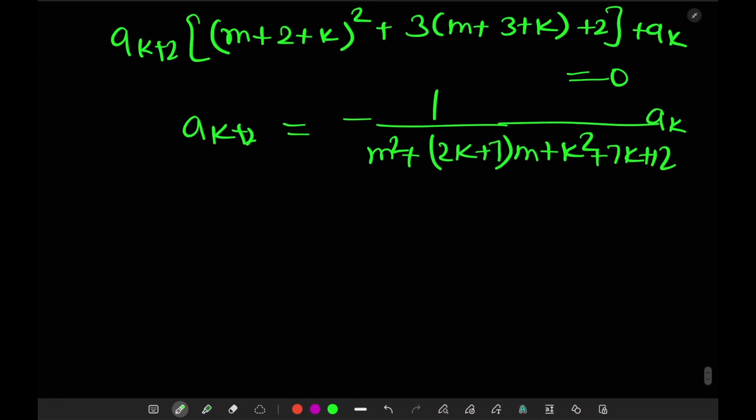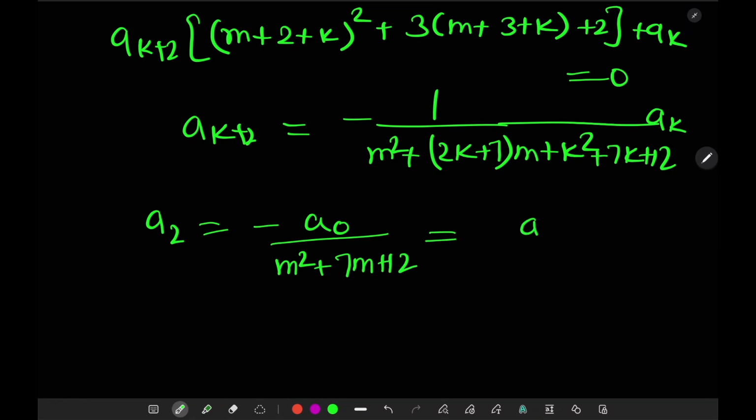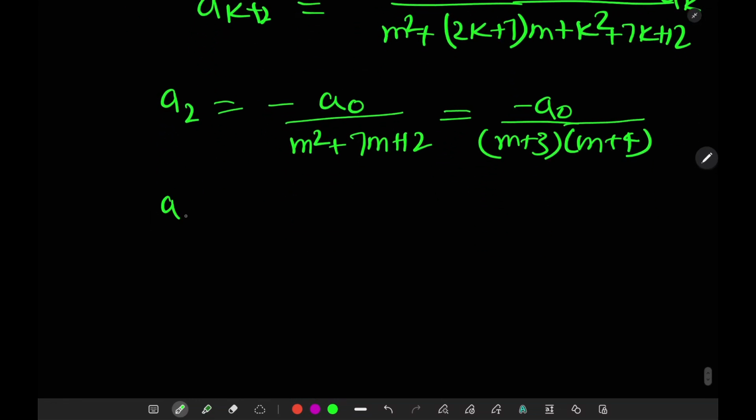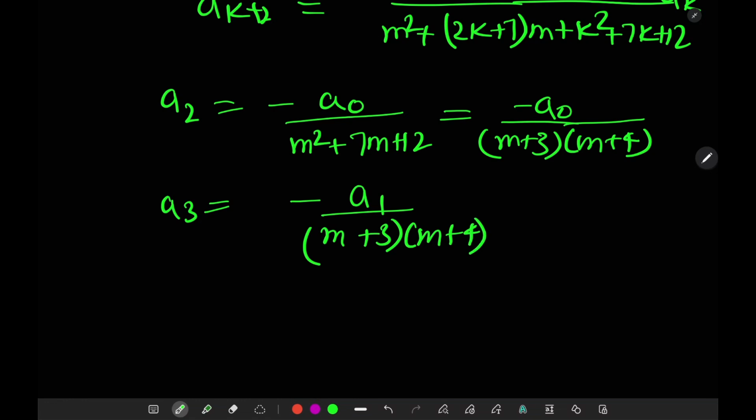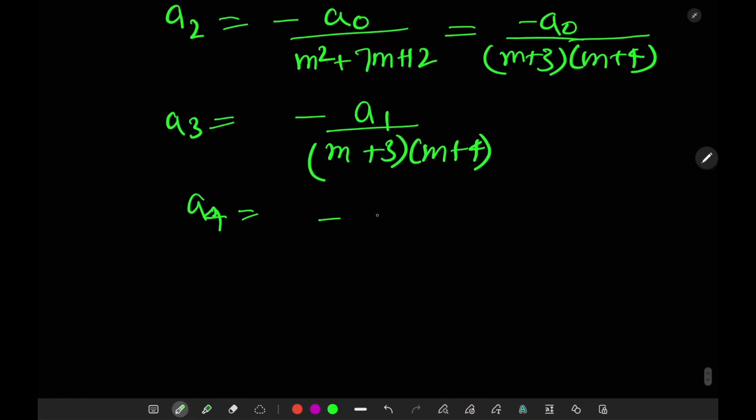For different values of k we get a2 is equal to minus a naught divided by m square plus 7m plus 12. On solving we get a naught divided by this, and similarly for a3 we get this value, and similarly for a4 we get this value.